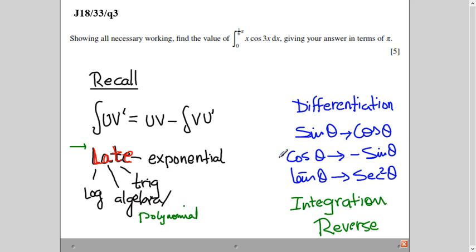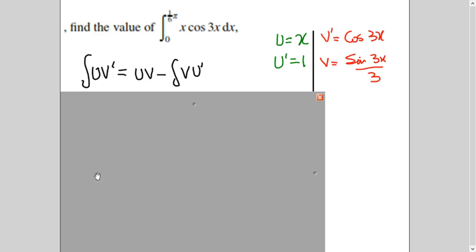Besides that, you also need to know the differentiation and integration of these. The way I remember, I just remember one thing: differentiation of sine theta is cos theta, cos theta is minus sine theta, tan theta is sec square theta. And integration will be the reverse of this. For example, integration of cos theta will be sine theta, integration of sine theta will be minus cos theta, and sec square theta gives tan theta. So I only remember differentiation. You will have your own way to remember, whatever you find easy.